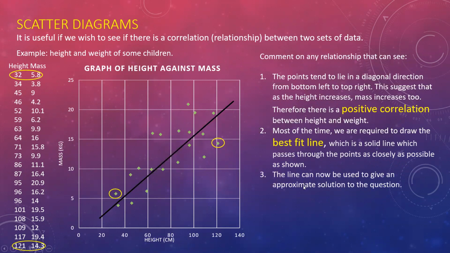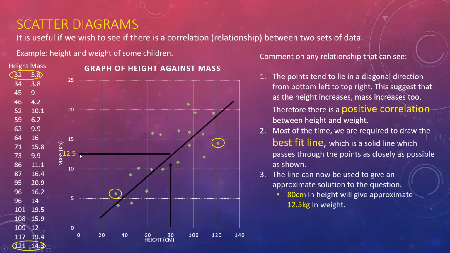From this best fit line, we can actually use it to measure something. If I don't know the weight of an 80 cm tall child, I need to use this graph to estimate the mass. I can do that because I draw a line from 80 and touch this. Then from here, I draw another line to reach this. So basically, when the child is 80 cm in height, the mass can be approximately 12.5. This is how I get the data.